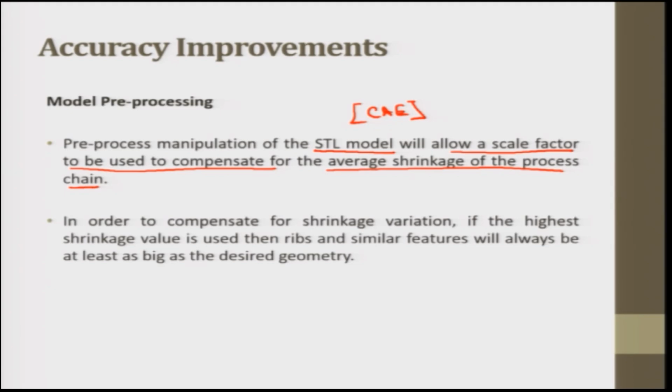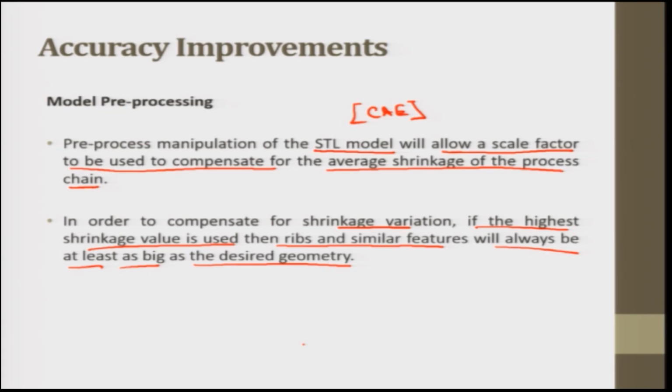The specific factors can be taken, what scale factor or what extra material should be built accordingly. In order to compensate for shrinkage variation, if the highest shrinkage value is used, then ribs and similar features will always be at least as big as the desired geometry. So, this is important to have the segregated shrinkage factors.